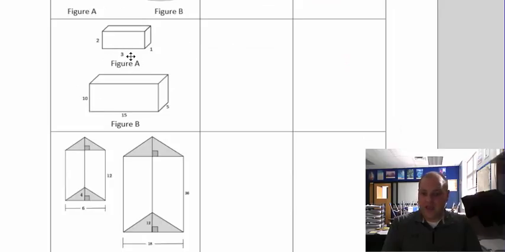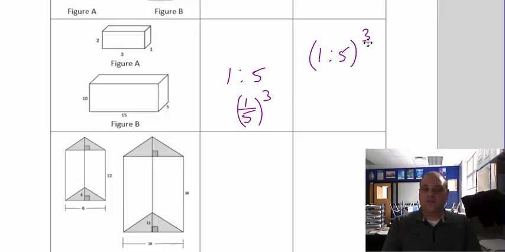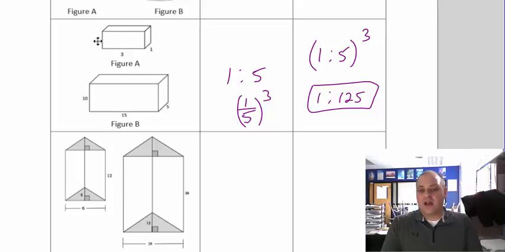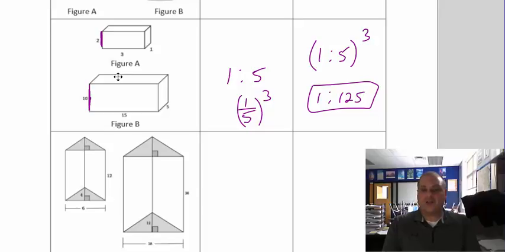This one is 2 to 10, 3 to 15, 1 to 5. There's our ratio, 1 to 5. So if you cube that, you could write that like this, 1/5 cubed, same thing. It's going to be 1 to 125. So the volume of this one is going to be 125 times more than this one. And these are not drawn to scale, obviously. See, this is a 2 and this is a 10. That's not drawn to scale.